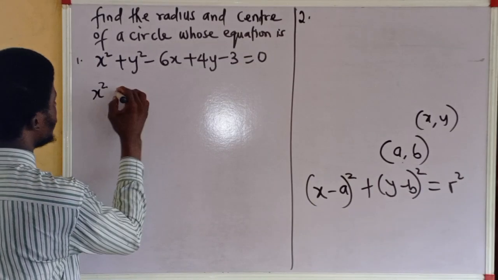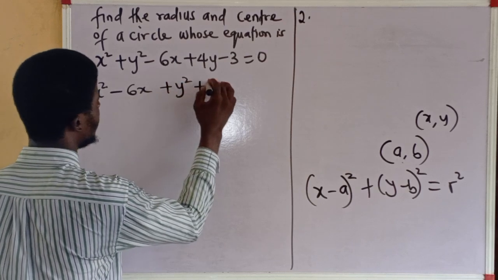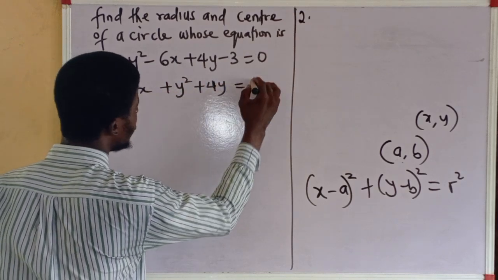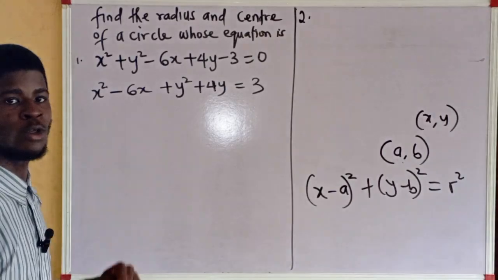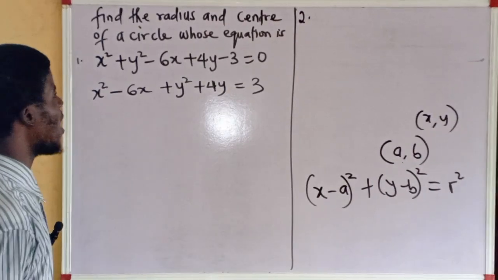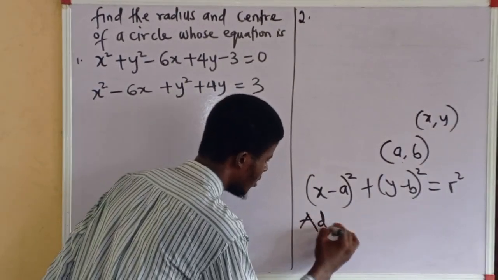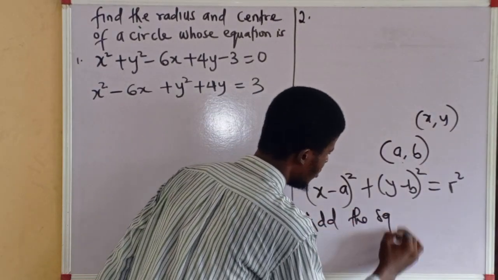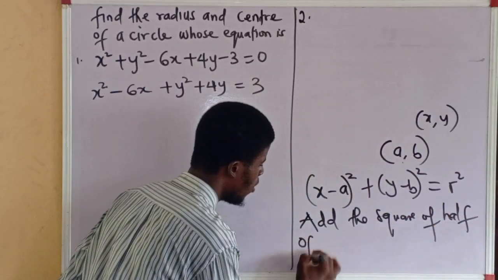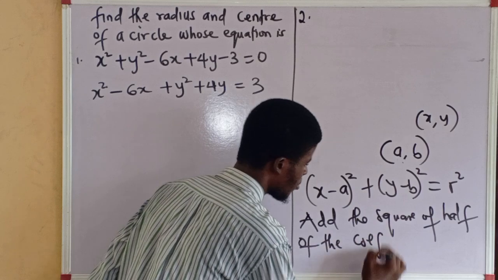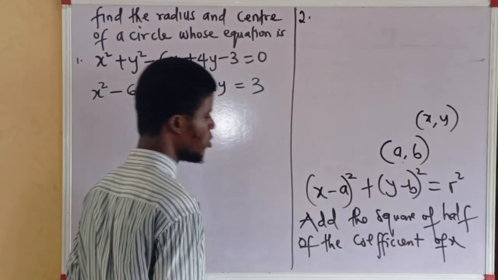x squared minus 6x, plus y squared plus 4y equal to 3. The 3 has been taken to the right hand side. Now, this is what I'm going to do. I'm going to add the square of half of the coefficients of x to both sides.